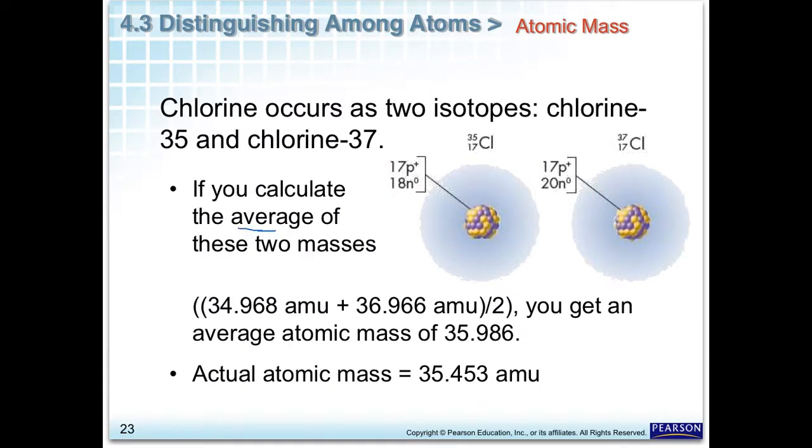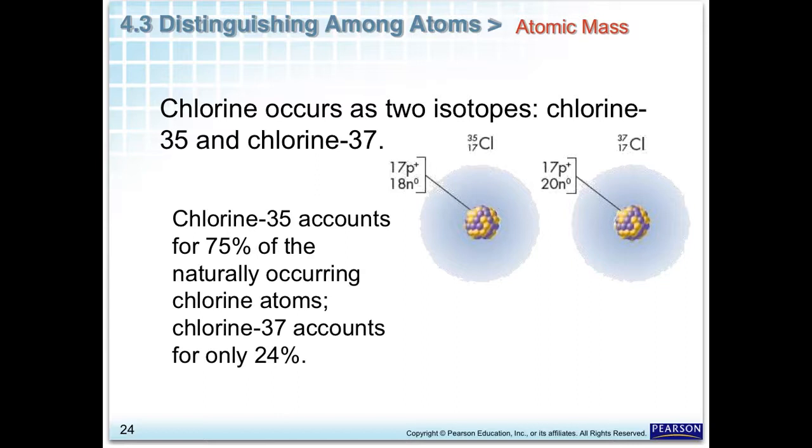Now, if I were to take a straight average of the 2 masses, I would take 34.968 AMUs, which is the actual mass of chlorine-35, and 36.966 AMUs, which is the actual mass of chlorine-37, and I add those 2 up and then divide by 2, which is how we take a direct average or mean. We get an average atomic mass of 35.986. However, if I look at the periodic table, I see that the actual atomic mass is 35.453 AMUs. Why is it different from the average of the 2 numbers?